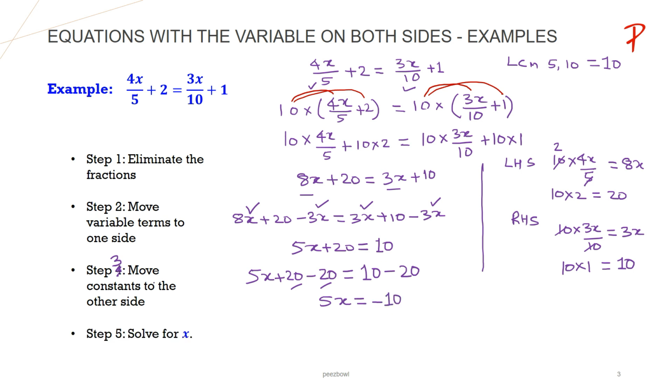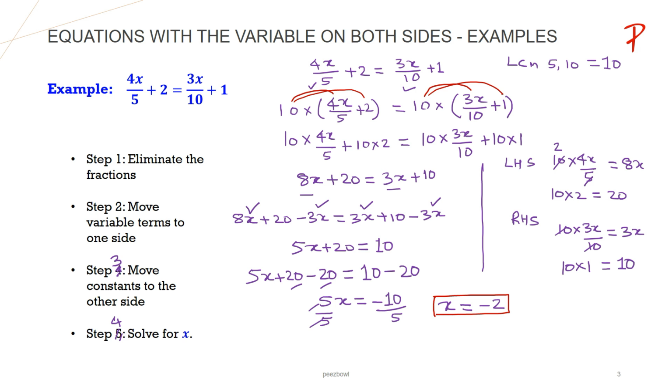Now next step is solve for x. Okay, now divide both sides by 5. This 5 and this 5 will cancel each other, and what we have is x is equal to minus 10 divided by 5 is minus 2. And this is our answer. X is equal to minus 2.